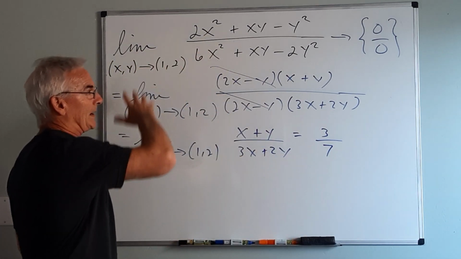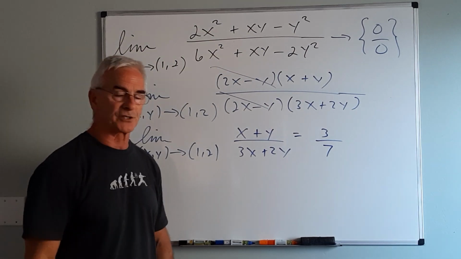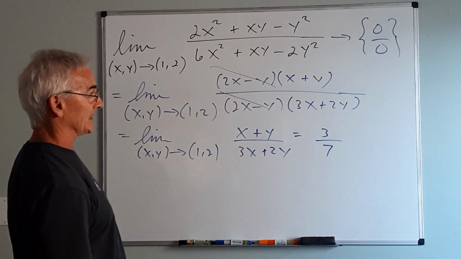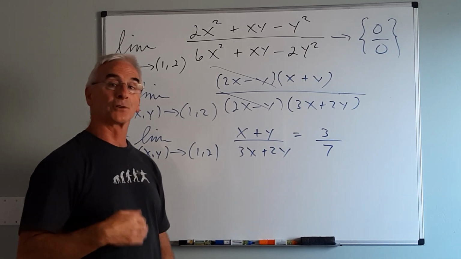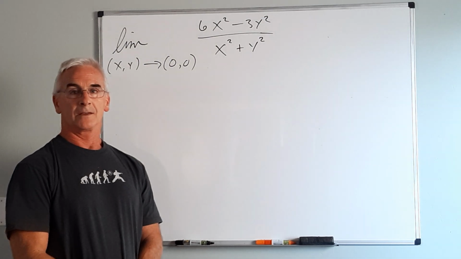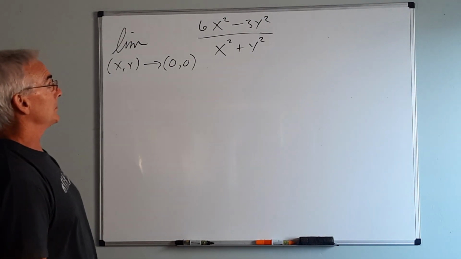So you see, the way we attack this problem is very much like the way we did it in Calculus 1. So when I can factor and cancel, I will. Now let's look at an example where that won't work. Now let's consider the following problem.